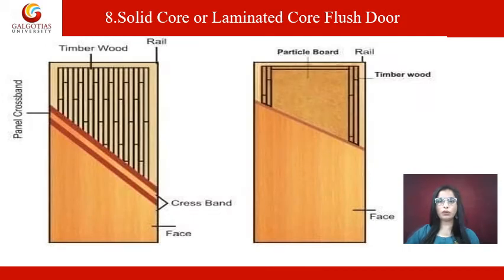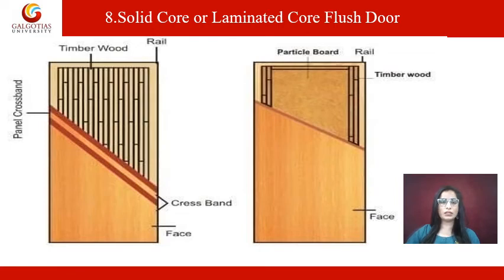Example is solid core or laminated core flush door. So in this type of door, basically we are using the solid battens, solid parts for covering the door. The core part in solid core flush door consists of core strips of timber which are glued under high pressure. Similarly, in the laminated core, battens of 25 mm width are glued under high pressure. These doors consist of wooden frame with stile and rail for holding the core. So this is the example of solid core or laminated core flush door.